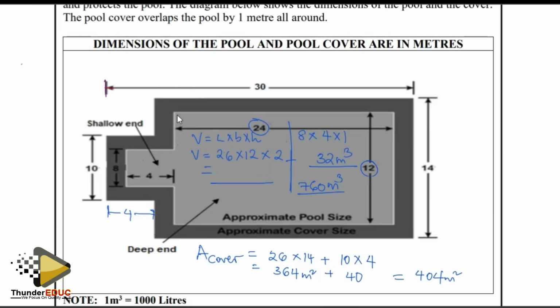24 times 12 times 2. You have the answer 570 meters cubed. Then you're going to add them up, add this with that. So the answer there became 60 meters cubed.